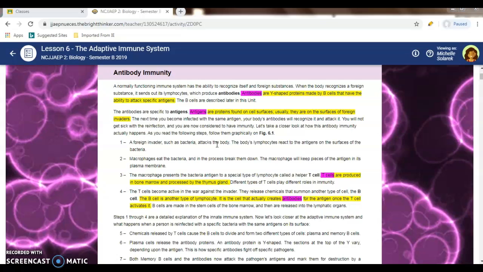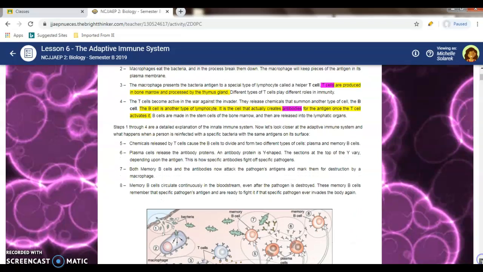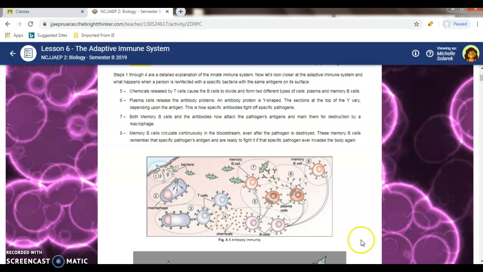In the fourth step, the B cell, which is another type of lymphocyte, is used and creates antibodies for the antigens once the T cells are activated. And then going down, it'll continue on with the rest of the processes, and it goes in order step by step.